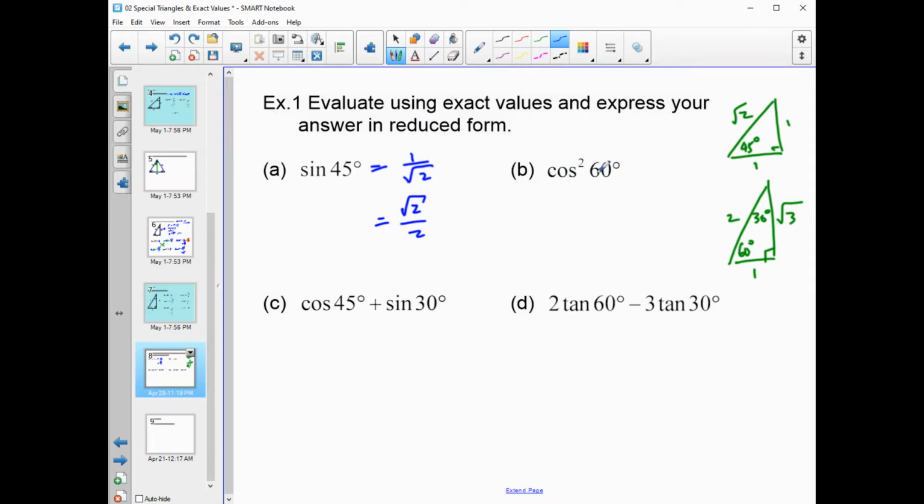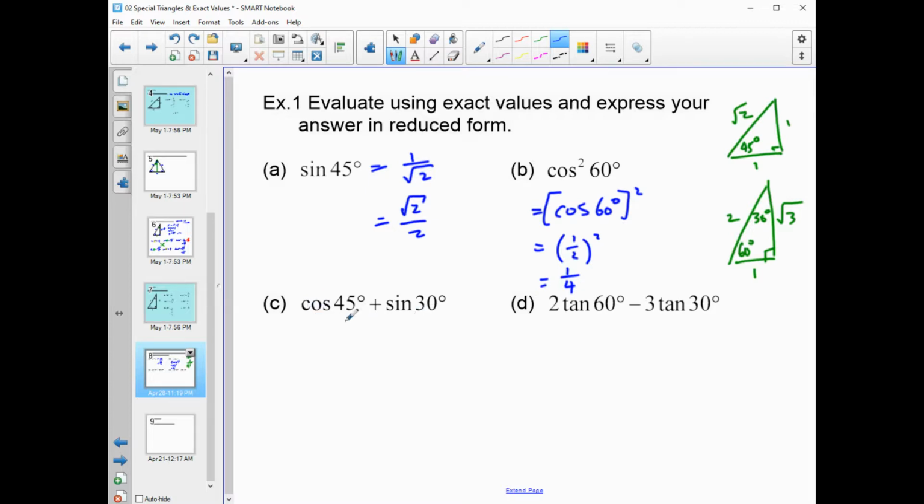The cosine squared of 60 degrees. The cosine squared of 60 degrees is just another way of writing the cosine of 60 degrees all squared. So it means figure out the cosine of 60 first and then square it. Well, the cosine of 60 degrees is adjacent over hypotenuse. That's 1/2. And then we square that, and our final answer is 1/4. Nothing more for us to do with that.